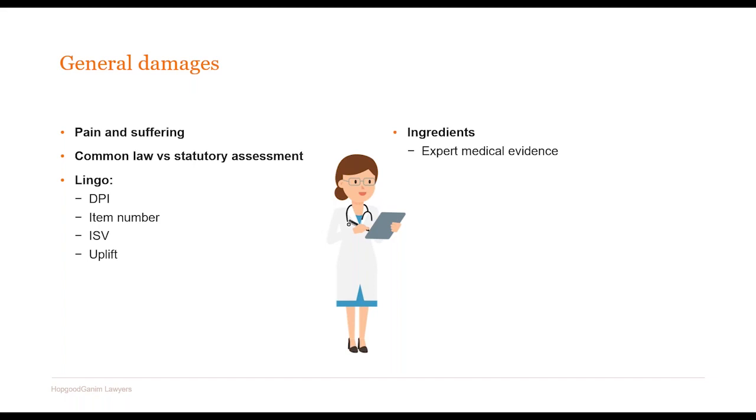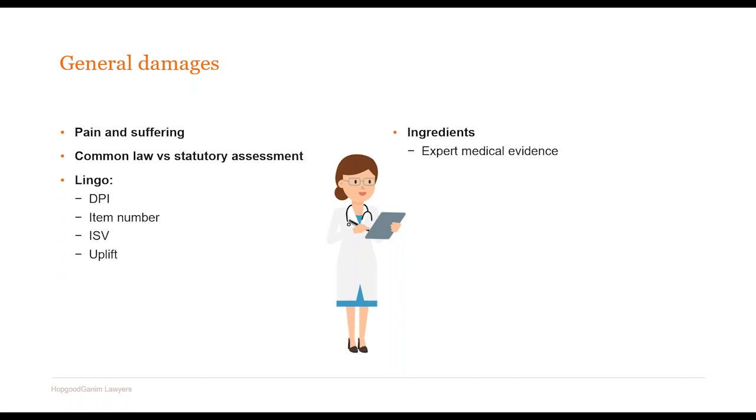There's a process by which you pick the item number that attracts the highest possible ISV. So if we take someone who has an elbow injury, a shoulder injury, and perhaps a head injury, and we work out which item number relates to each of those individual injuries, and then decide which one attracts the highest maximum ISV, it's likely in this case to be the head injury. That would be what's called the dominant injury.